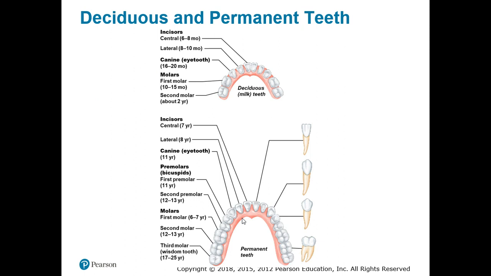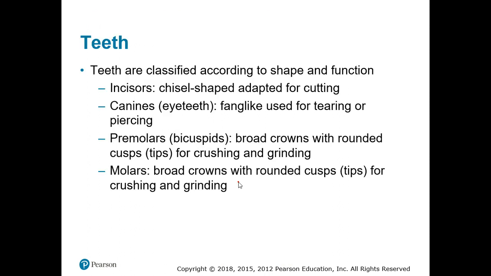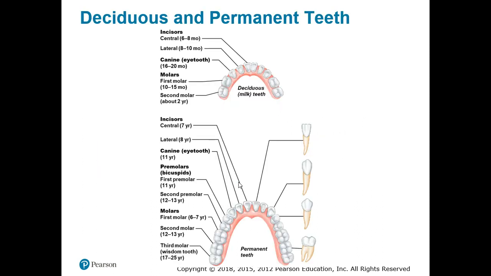Here is a good example of deciduous, or your baby milk teeth, versus your permanent teeth when you become an adult. We are going to talk about a few things here. We're going to be talking about the types of teeth as well. So let's get into it. Teeth are classified according to shape and function. The first one are incisors. These are chisel shaped and they're adapted for cutting.